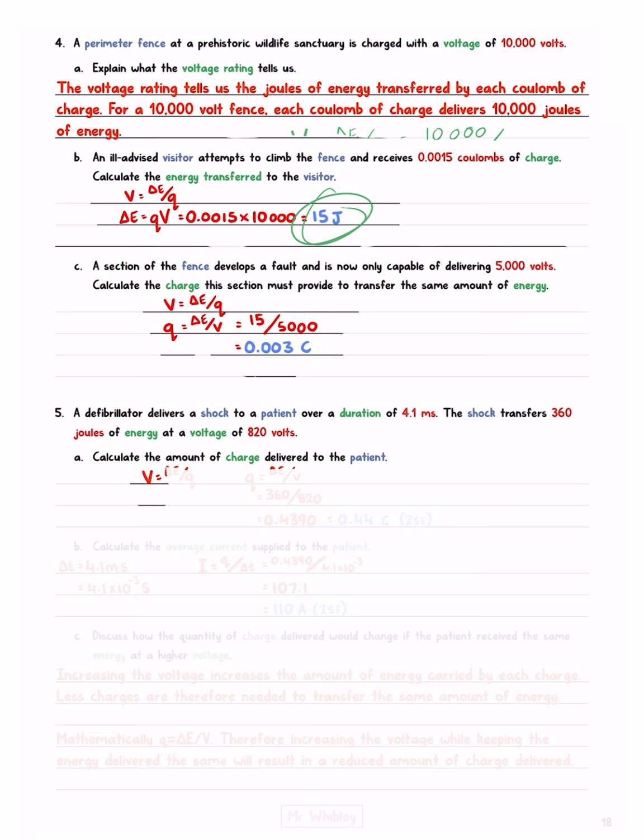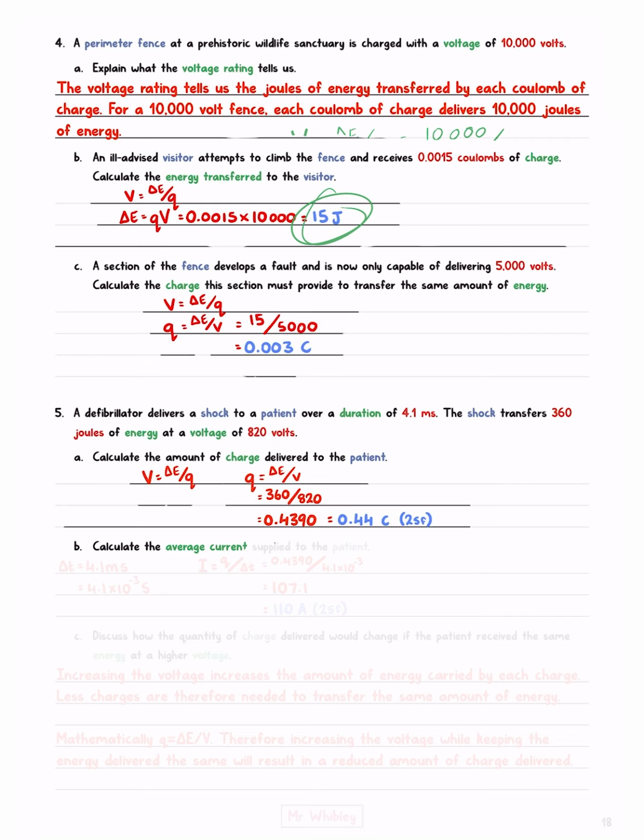Knowing our voltage is energy per charge, we can rearrange that so that our charge is the change in energy per voltage. Our change in energy is 360 joules, our voltage is 820, which gives us 0.4390 or 0.44 coulombs to two significant figures.